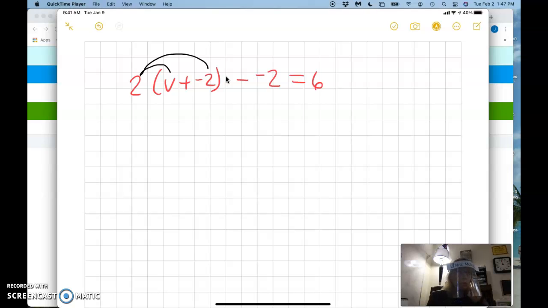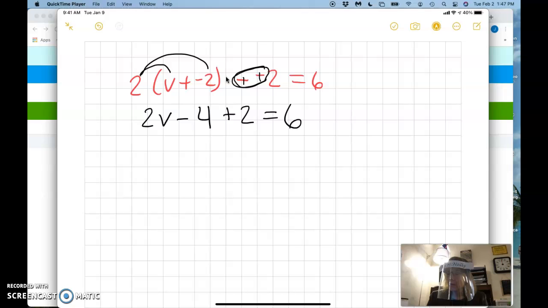So 2 times v is how much? 2v. And 2 times a negative 2 is a negative 4. And then I'm going to bring down the rest. But what happens when there's 2 negatives right next to each other? They turn positive. So now I'm just going to write a plus 2 so I don't get confused with all those negatives.